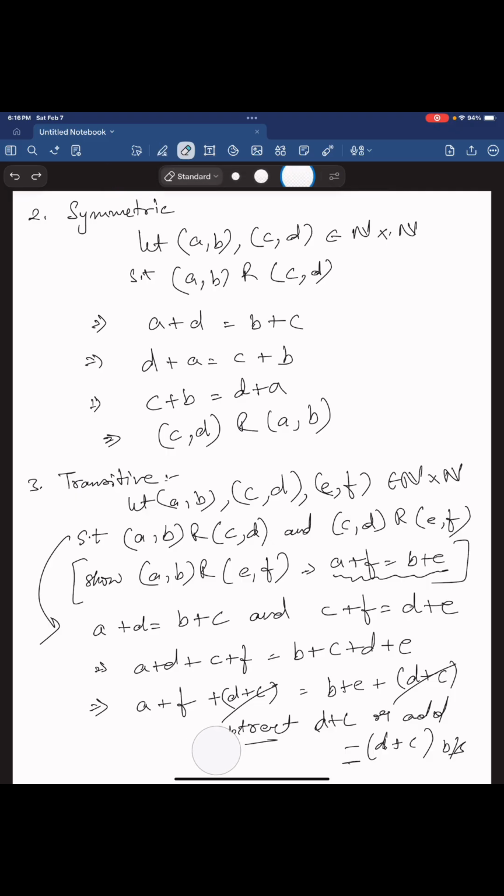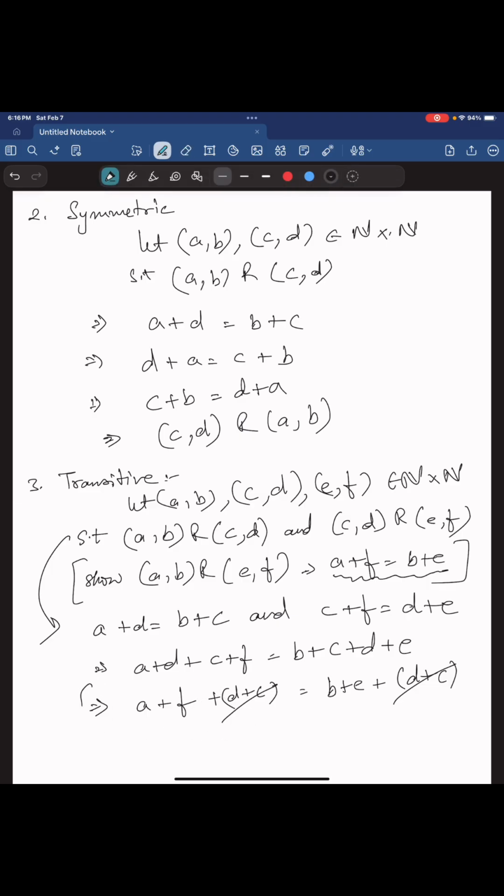All right, so let's get rid of these. This step is not correct. Instead, I'm going to leave it as it is, plus d plus c. So in order to prove that a + f = b + e, we will use Peano's axiom, which is very similar to what we will actually do.